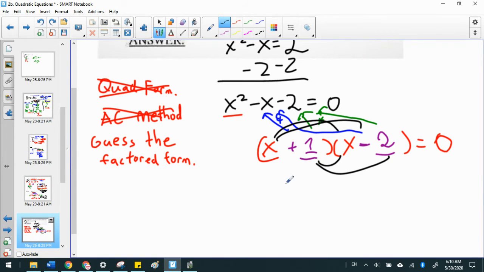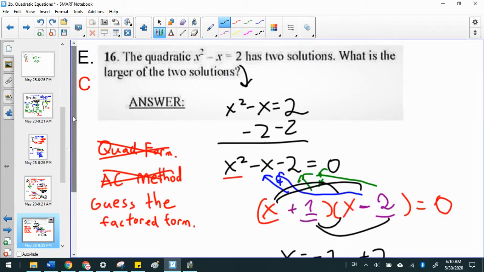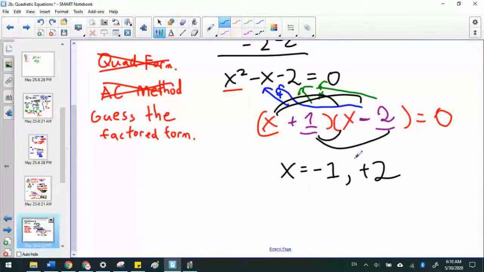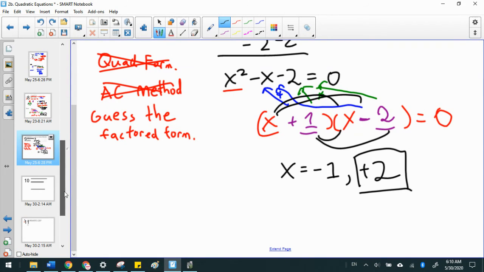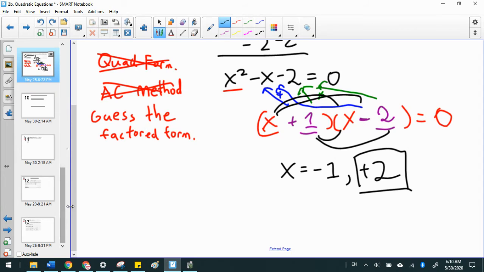And from here on out, we get to say x is equal to -1 as well as +2. And when the final question asks, which is the larger of the two solutions, we are obviously going to go with +2. And that is a cheaper way for you to use the factoring method to solve quadratics. And with that, we're going to learn one more thing today.